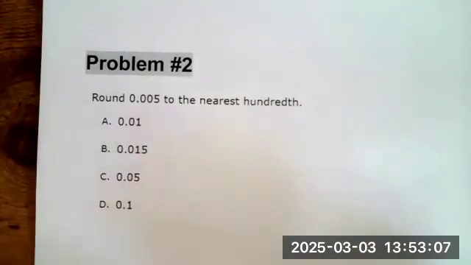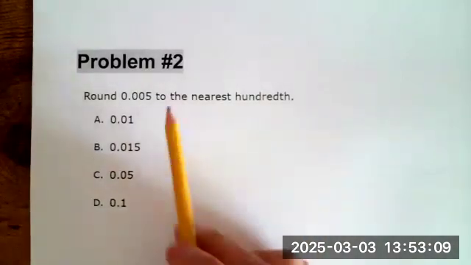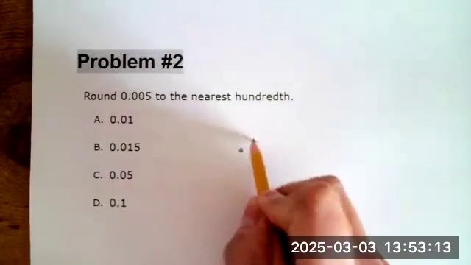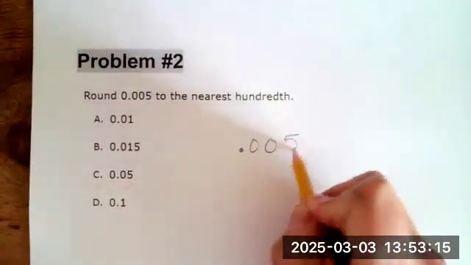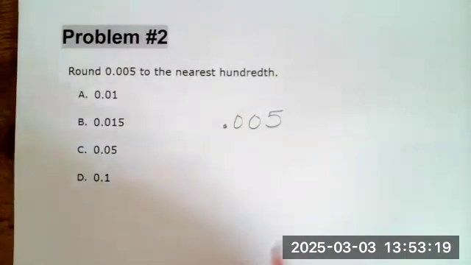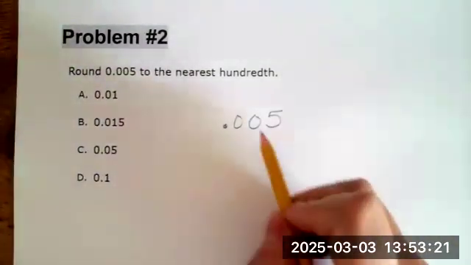Right. Problem 2, rounding 5 thousandths to the nearest hundredth. So I'm going to write out this problem. We want to see all this action on your paper. It shows that you're thinking. It helps us keep you accountable, holds us accountable. We can give you better feedback.